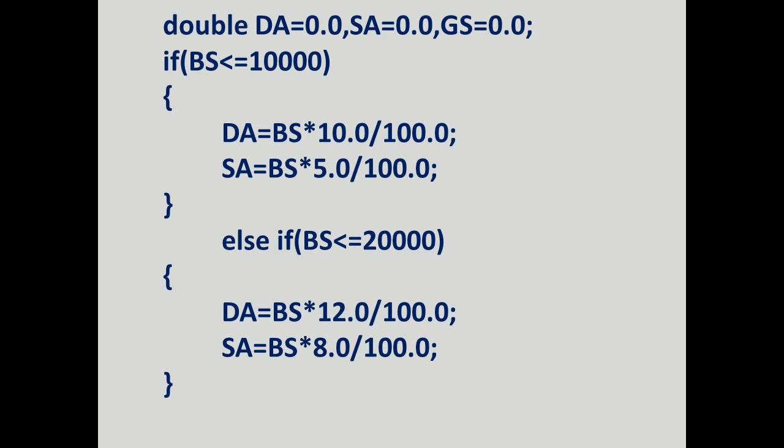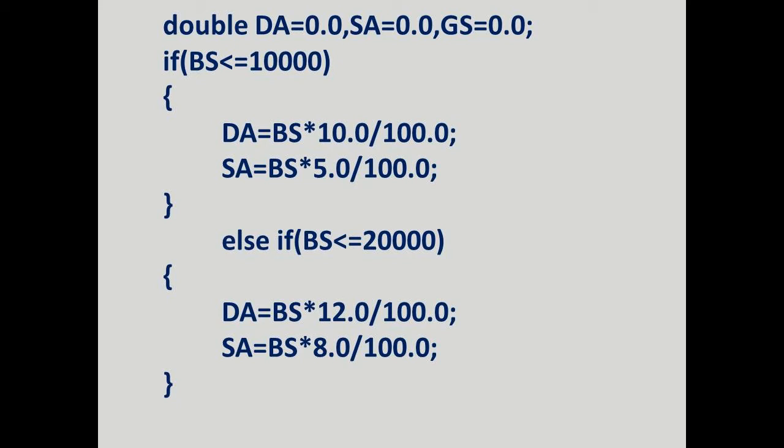For the next condition, that means 10,001 to 20,000, we need to give only the last condition, because we already checked up to 10,000. So we have to give else if, within bracket BS less than or equal to 20,000.